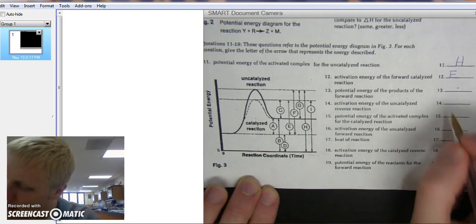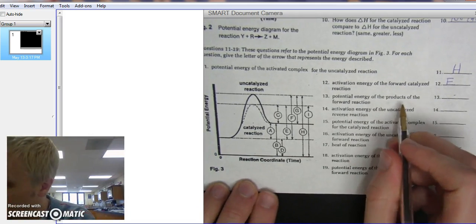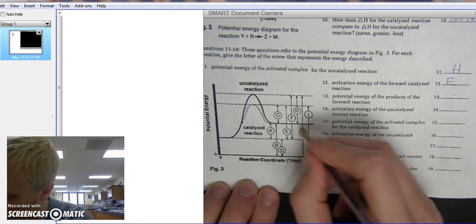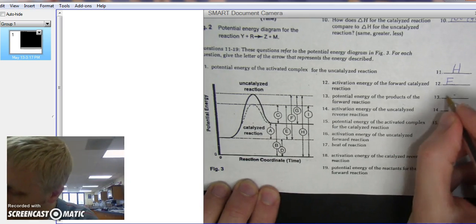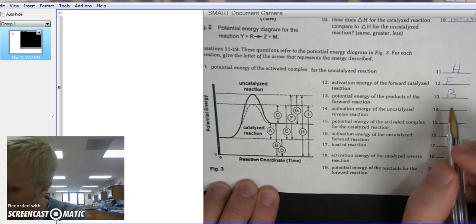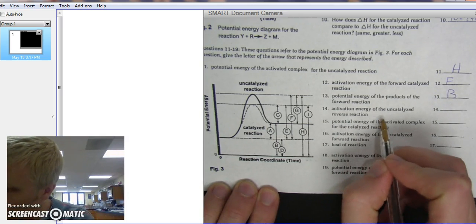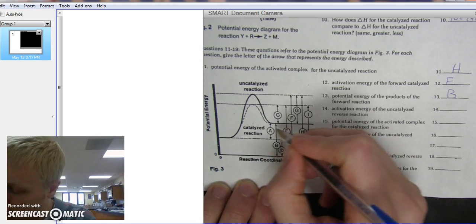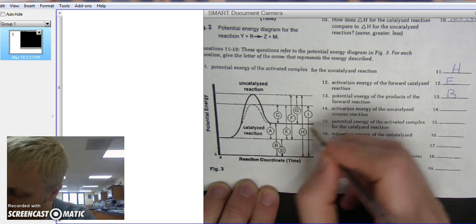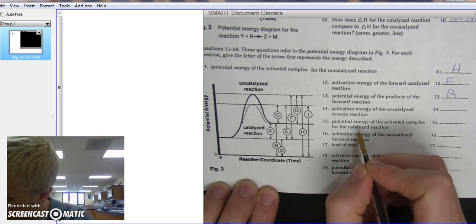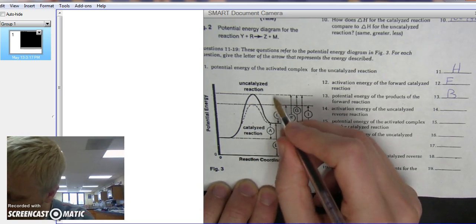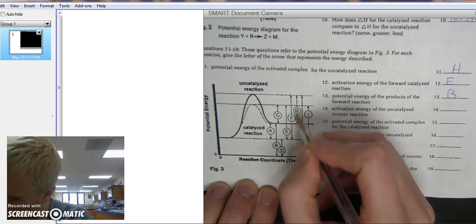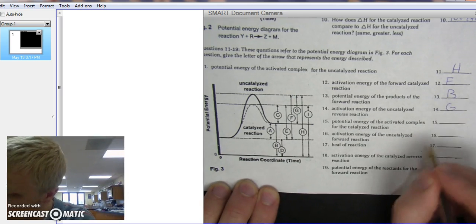Alright. Now we're going on to 13. Potential energy of the products of the forward reaction. Here's our products. It goes all the way to, it looks like B would be our correct answer for that one. 14. Activation energy of the uncatalyzed reverse reaction. So now we're going here, reverse reaction, and it's the activation energy. So we're going from here to here. Trying to find the arrow that matches that. Looks like G matches that spot on.